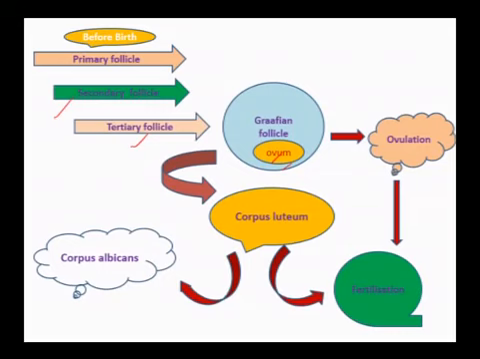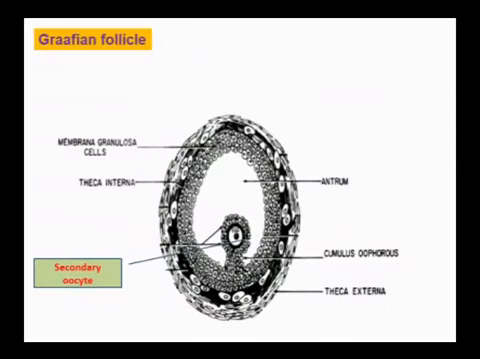This diagrammatic representation shows the maturation of follicles into egg or ovum. These are the different stages of maturation of follicles in the ovary itself.